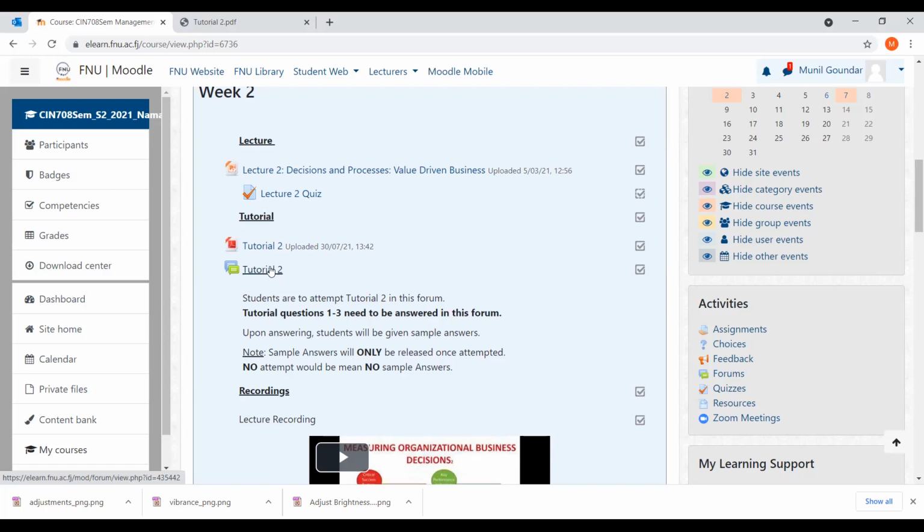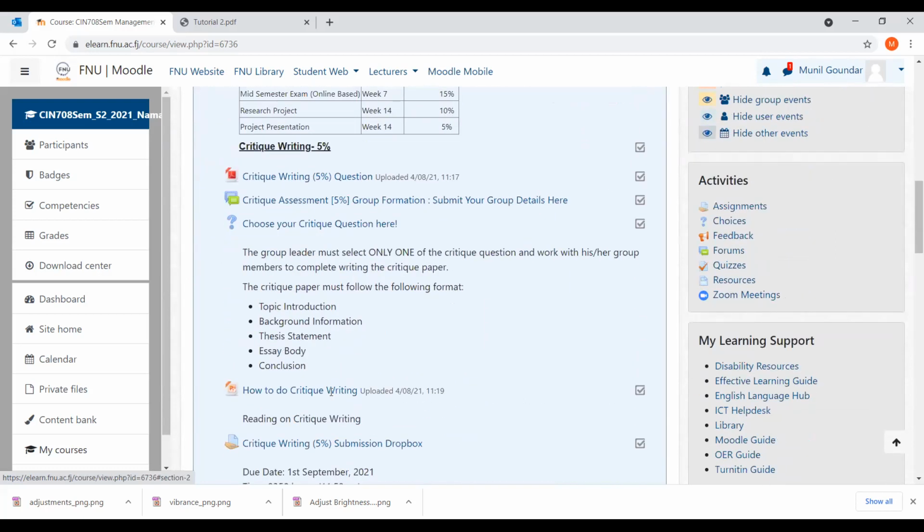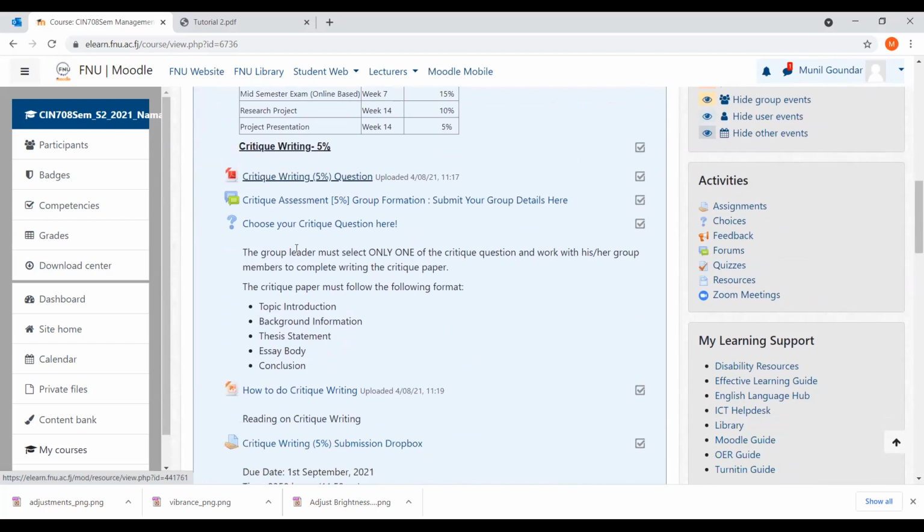After that, we will have a look at our critique writing. Your critique writing carries 5% towards your coursework. We'll look at the questions and then discuss how you can go about doing critique writing. I really hope that you have done some critique writing previously. If you have not, I'll take you through it and try to make it as simple as possible so that you are able to understand.